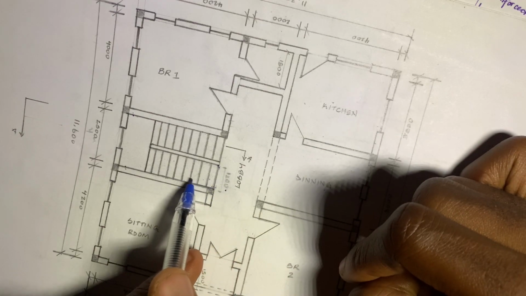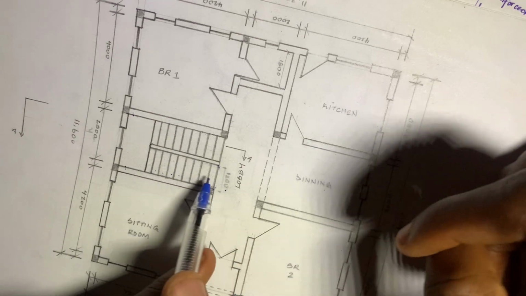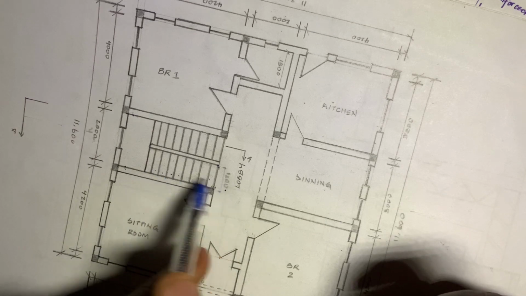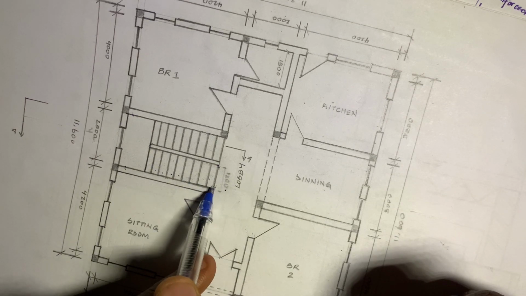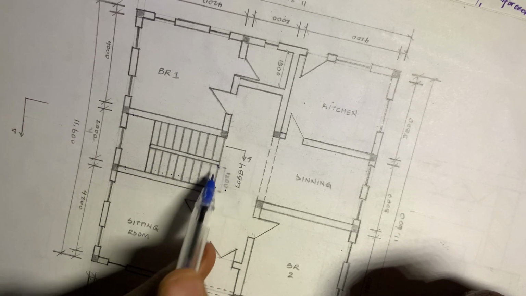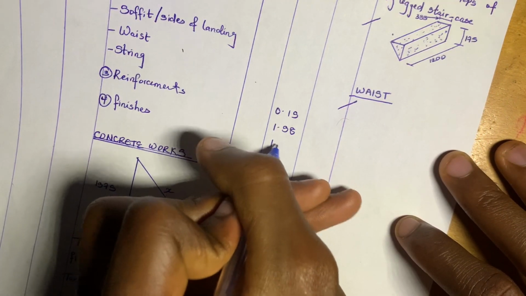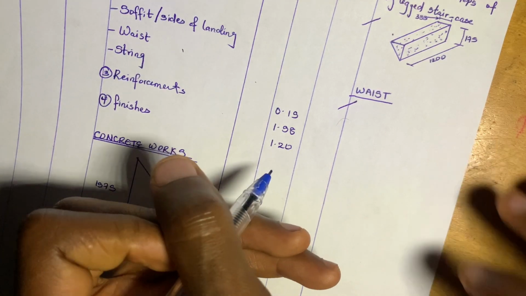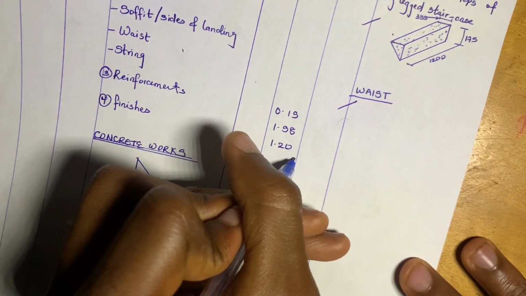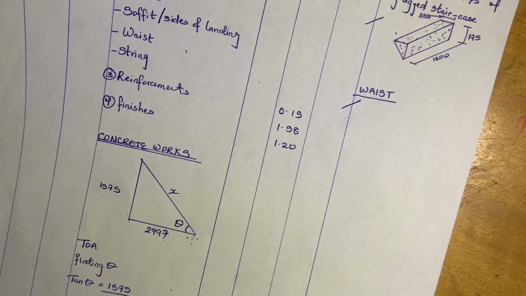Because if these are our steps, the waist will be under, supporting the steps. So we need this dimension 1200 here. So we can now convert that 1200 to meters. That's 1.20. So now that we have this, it is the volume of concrete in one flight, for this waist in one flight.